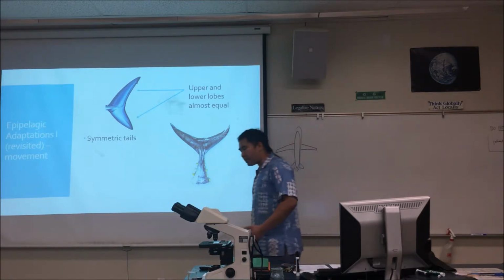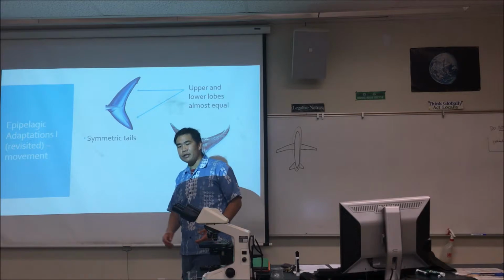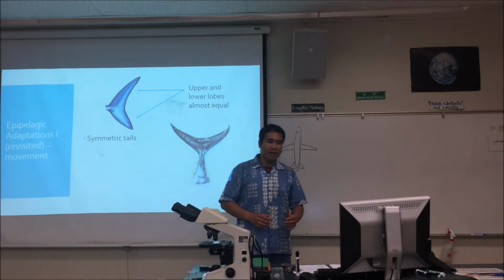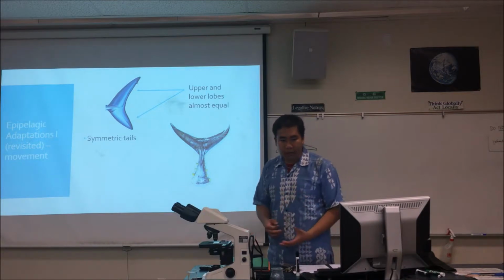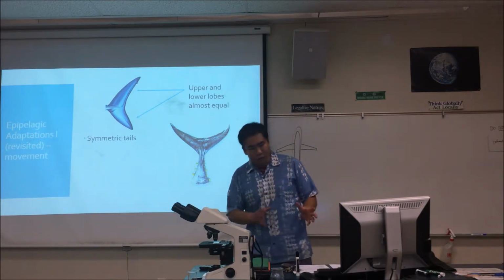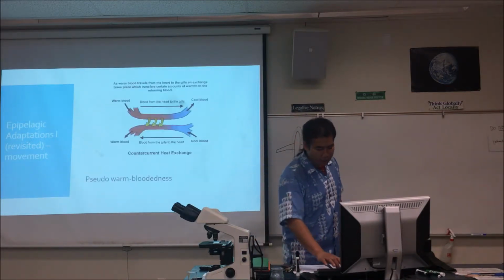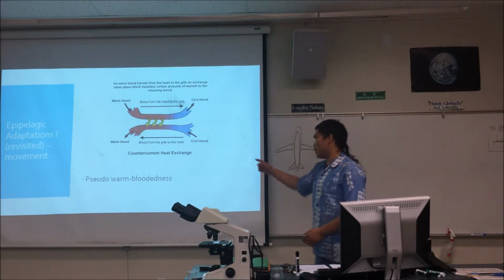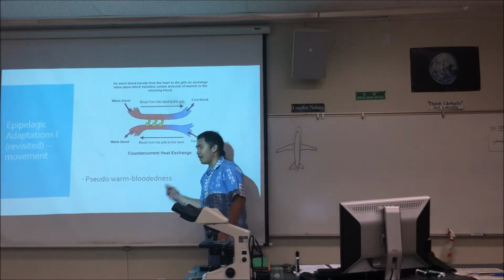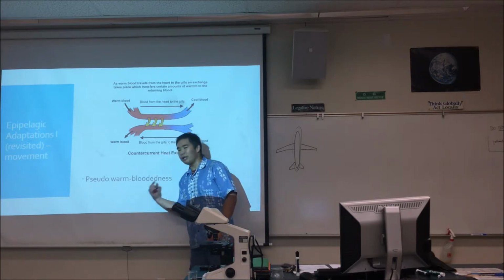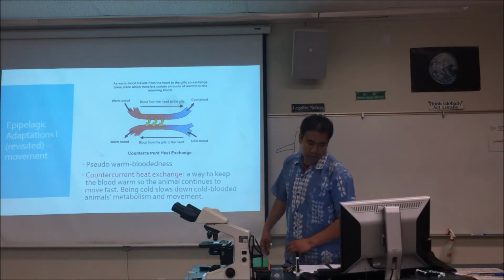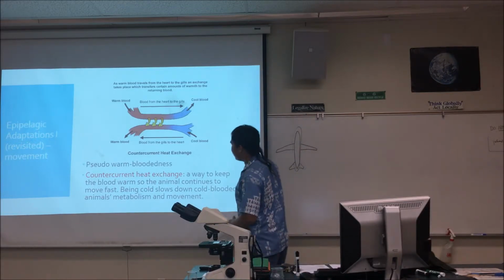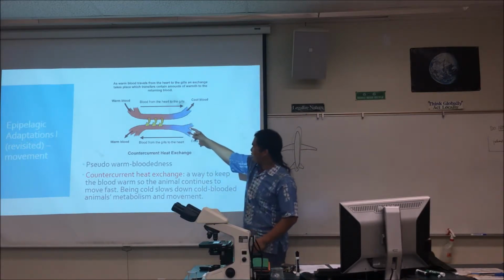So it turns out that the very fastest of fish have an internal mechanism that makes them pretend that they're warm-blooded. It's a pretty cool blood temperature exchanging mechanism. It's called the countercurrent heat exchange, and I like to call it pseudo warm blood, like they're pretending to be warm-blooded. So how does this work? Okay, so let's look at this diagram right over here.